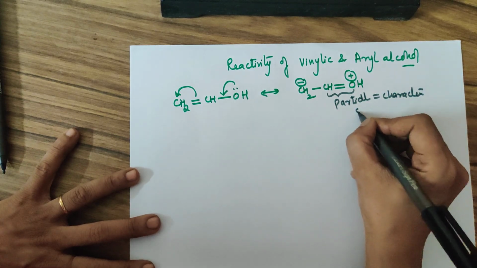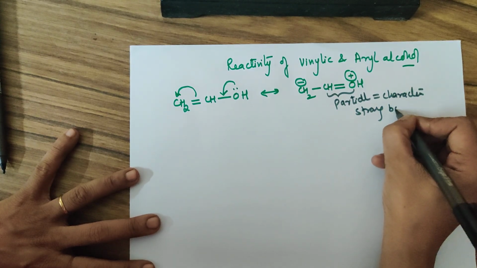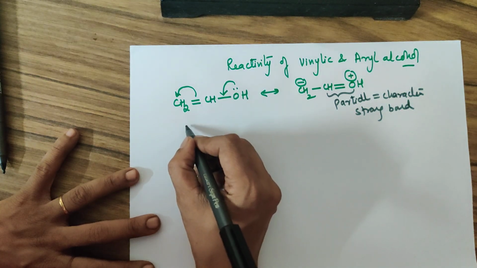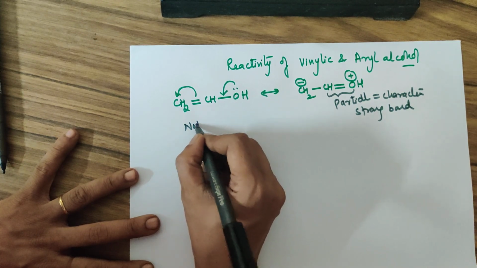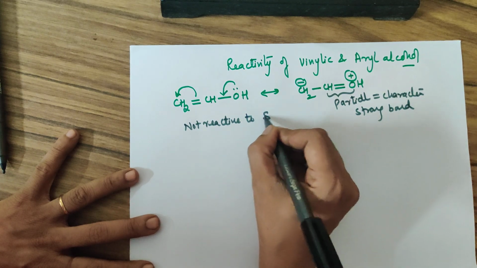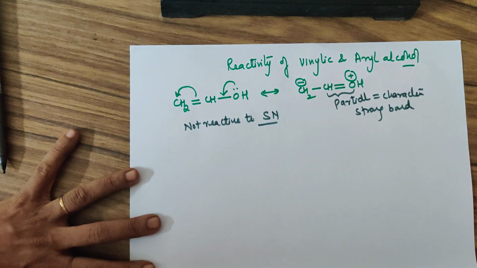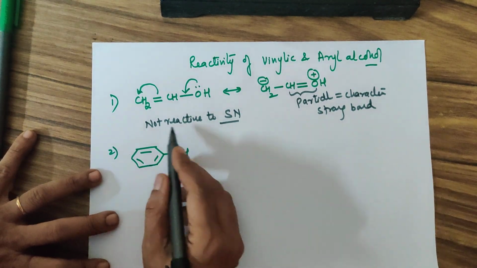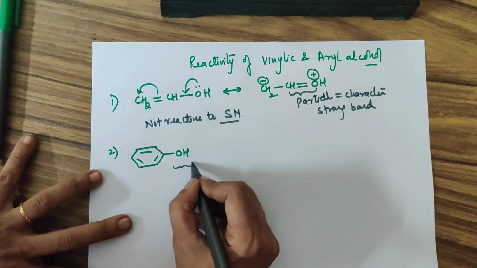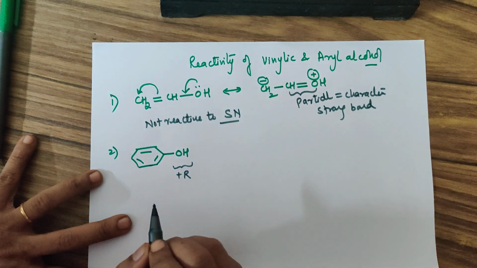Therefore, it is a strong bond, hence difficult to break, so the OH does not leave easily. This therefore is not reactive to nucleophilic substitution reactions. The second category is that of aryl alcohol. As you very well know, please refer to the plus R effect video on my channel.